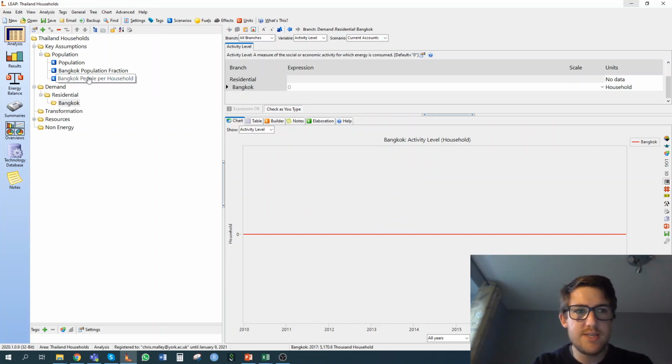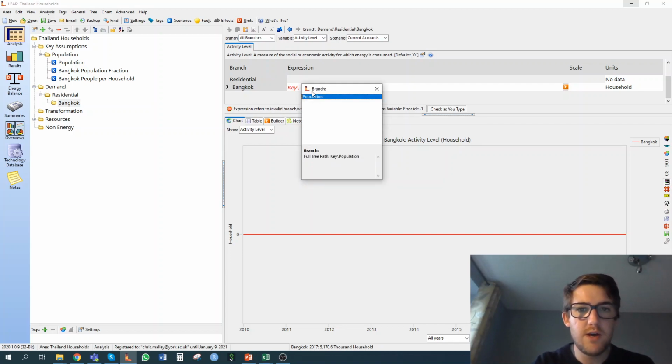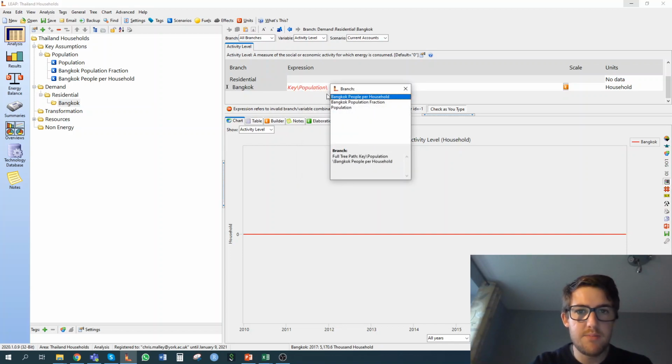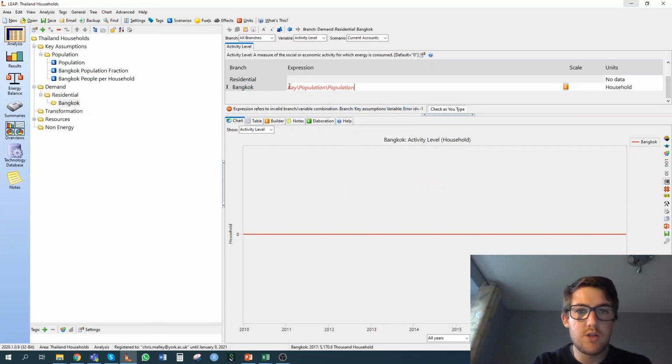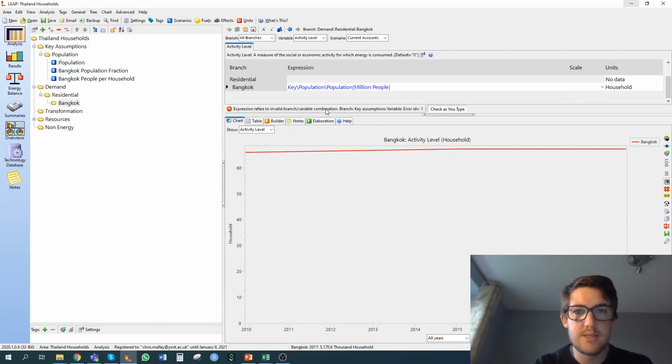The other way to do it is to use the data that we've entered under key assumptions. So under key assumptions, we have two variables, the population and the number of people per household, that we can use to write an equation to estimate the number of households in Bangkok. So I can write an equation, and I'm referring to my variables by writing the path to get me to the variable. So I've got the total population for Thailand.